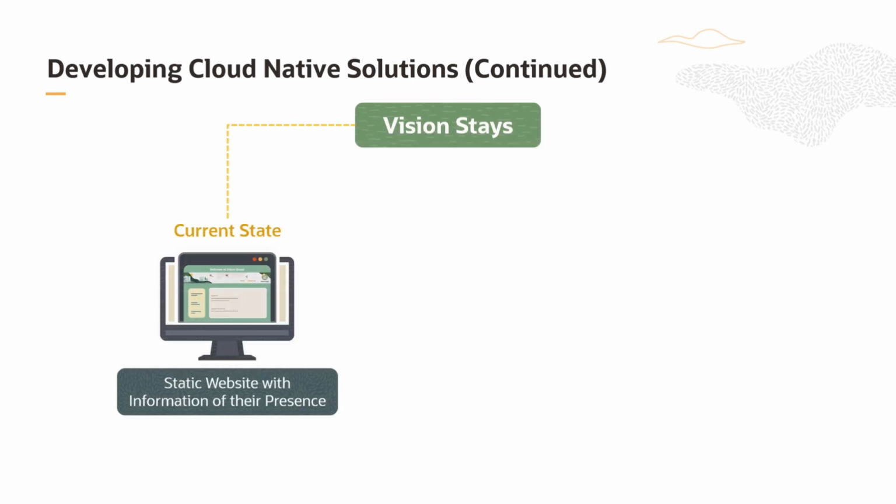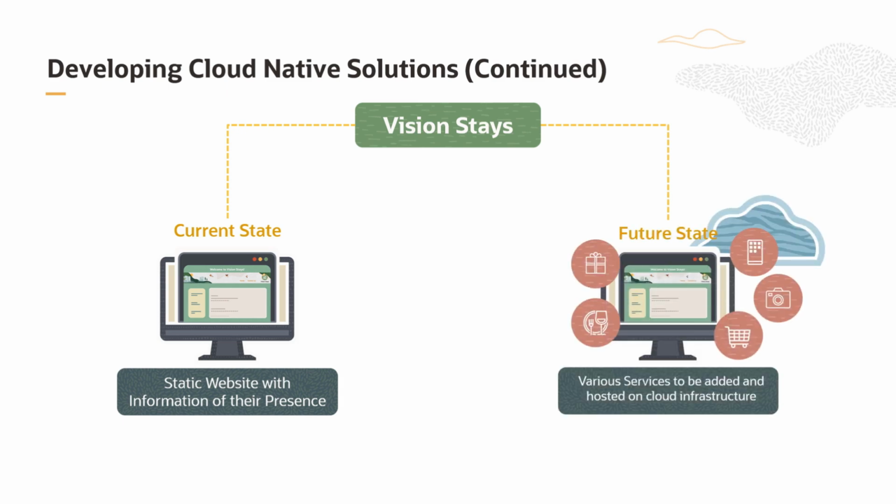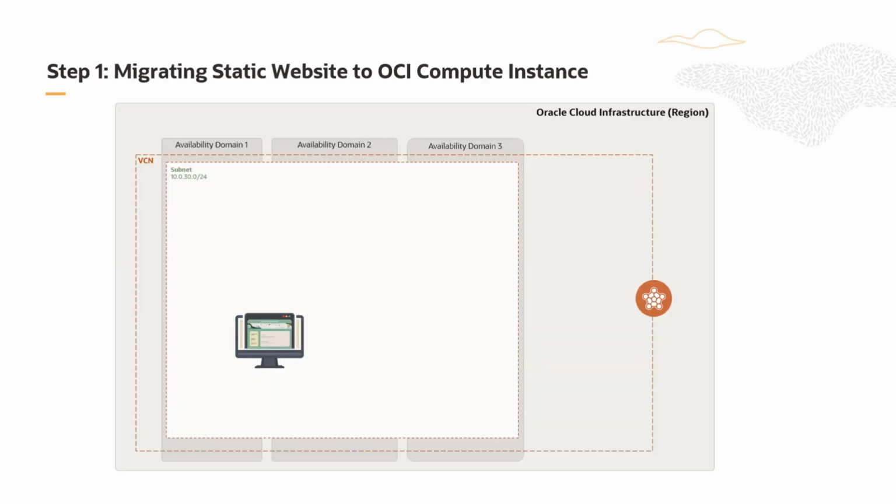This is the current state of the Vision Stays static website, and this is how it would appear with the new enhancements. Let's understand this entire case study in different steps. The first step focuses on migrating the static website to an OCI compute instance. This involves transitioning the website's files, including HTML, CSS, JavaScript, and media assets, to a virtual machine provisioned within the Oracle Cloud Infrastructure environment. By utilizing a VM for hosting the static website, we leverage OCI's robust compute capabilities to ensure reliable performance and scalability.